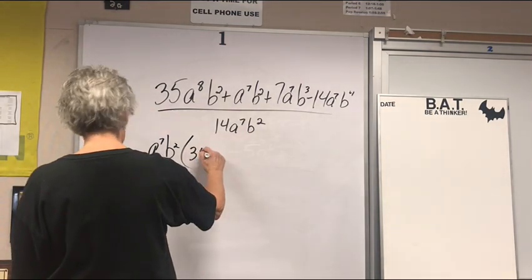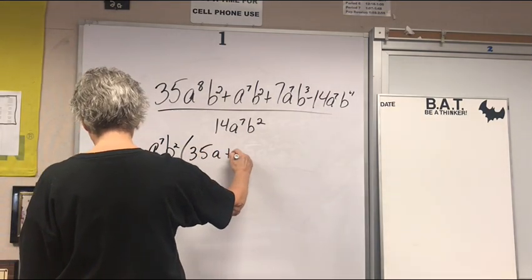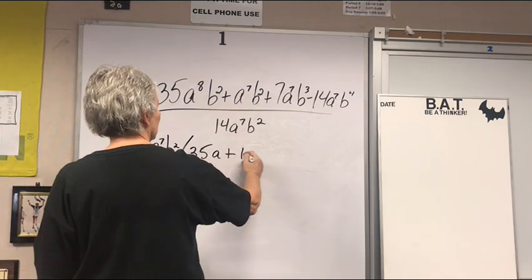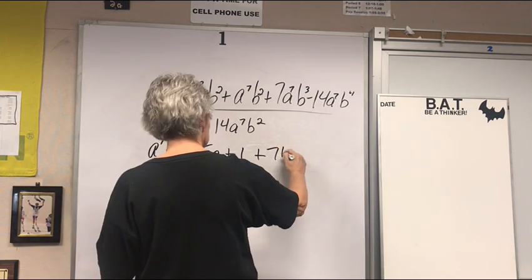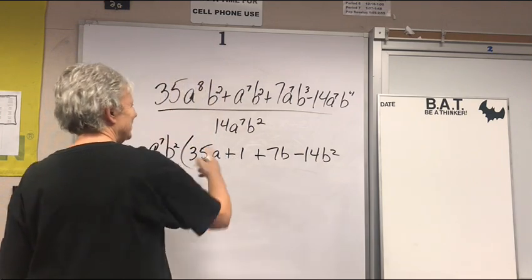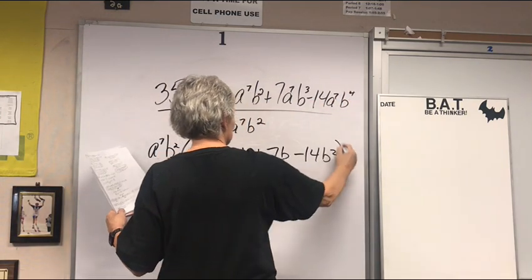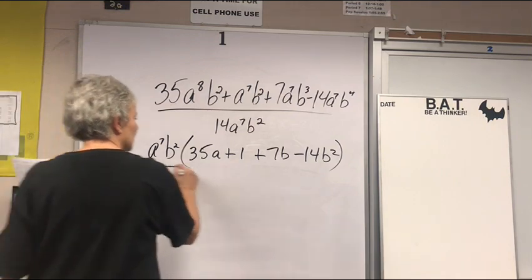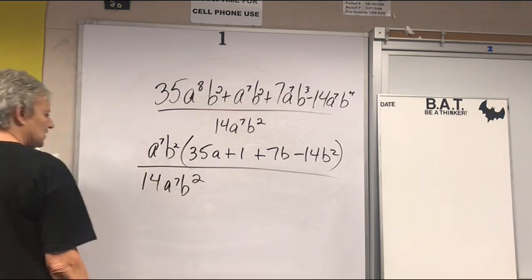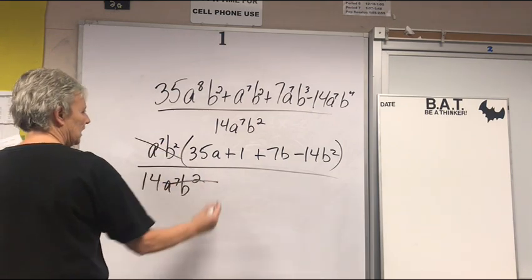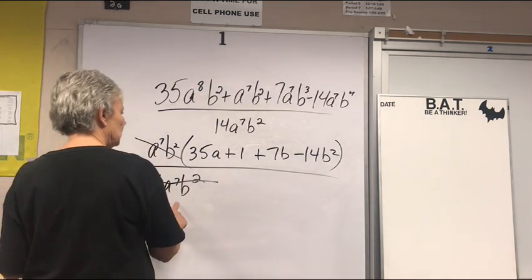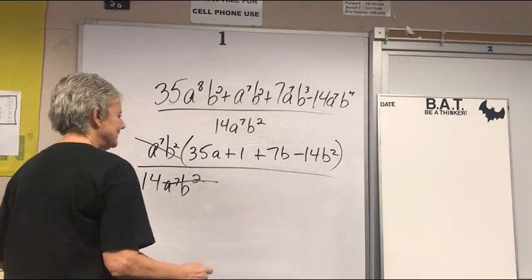We have 35a plus 1 plus 7b minus 14b squared. If I had written these in order first, my life would have been a lot easier, but I'm going to go ahead and do it this way because I guess you didn't write it in order either. Look how easy that's going to be. Gone, gone. So when you're writing your answer, nobody's going to get this.